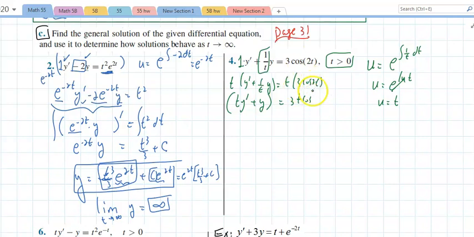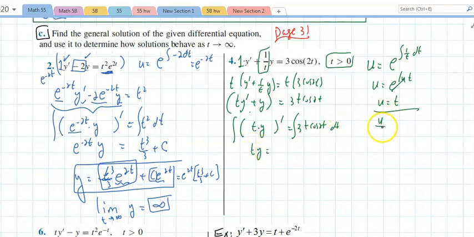Let's see what that is. That is t times y taken a derivative. And to undo that, I would integrate. The left side will become ty. The right side, if you let u equal t, a derivative of that, dv equal cosine of 2t. So an integral of that would be the sine of 2t divided by 2. An integral of that would be negative the cosine of 2t divided by 4.